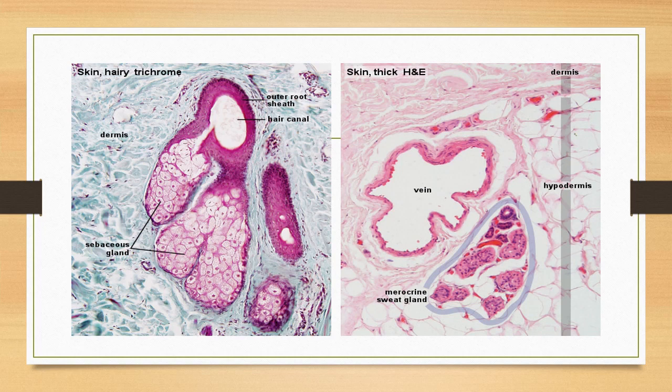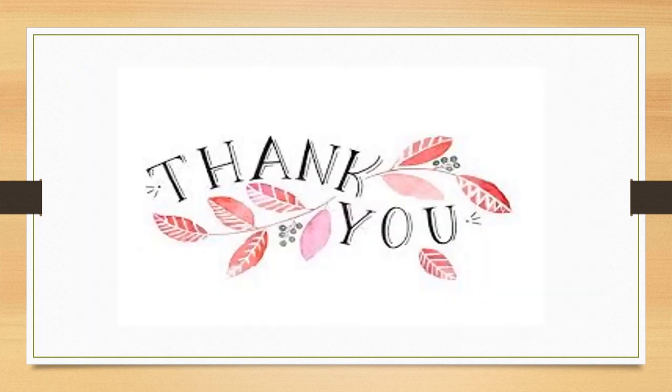Now you can see here this photomicrograph of this sebaceous gland, and you can find out what is the type of this sebaceous gland. So they are the types of the merocrine sweat glands, and find out what is the type of this gland. Okay, so thank you.